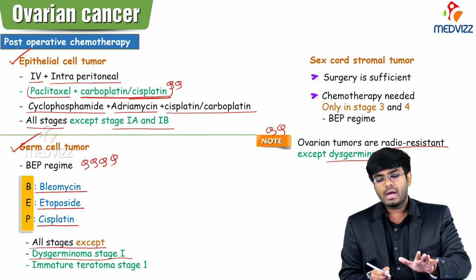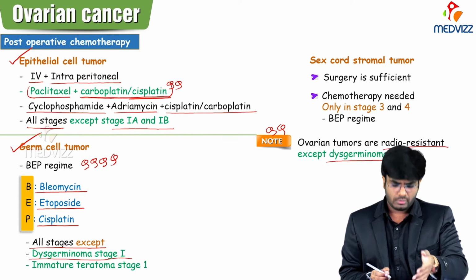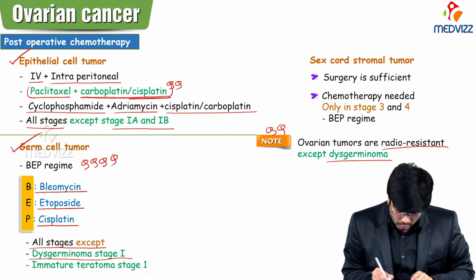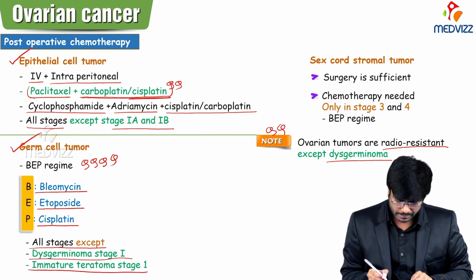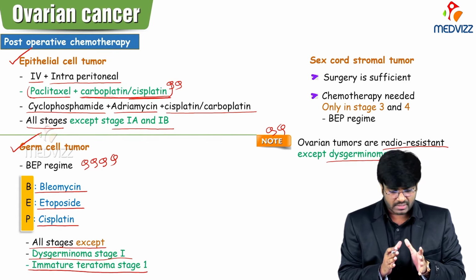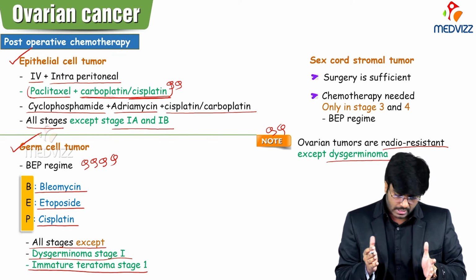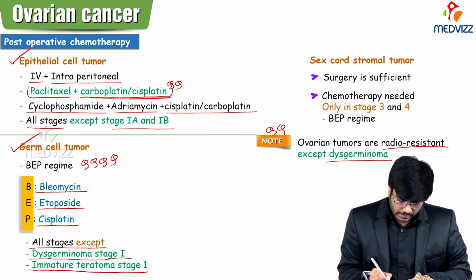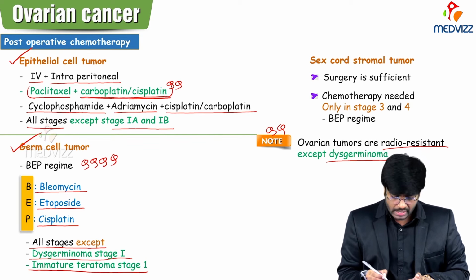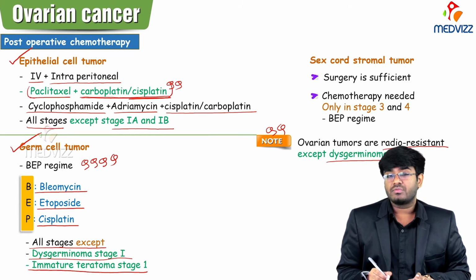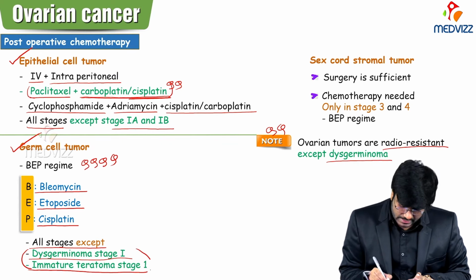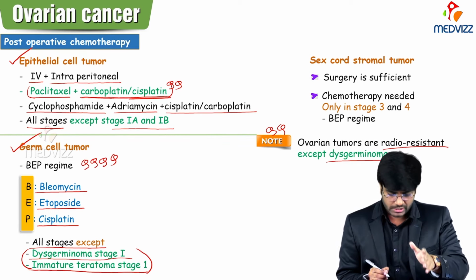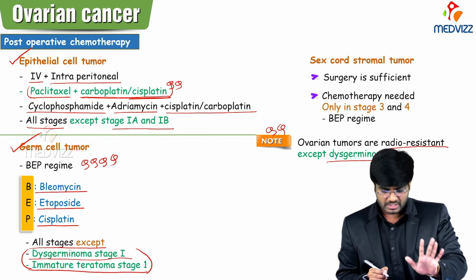If it is dysgerminoma, and that too in stage 1, there is no need to give this BEP regimen. And immature cystic teratoma, we have discussed, is the most common germ cell malignancy. Now, except for immature teratoma stage 1 grade 1 and dysgerminoma stage 1, for all the other germ cell tumors and for all the other stages, you can give this BEP regimen. There is no doubt, very much important.